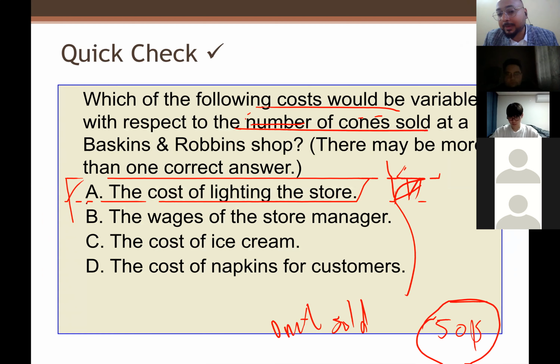D, the cost of napkins for customers. If one customer comes, you have to pay 1 napkin. If 2 customers come, you have to pay 2. If 1 million customers come, you have to pay 1 million napkins. So as the number of cones sold increases, napkin cost increases. It's variable. So these two are variable. Understand? Good.